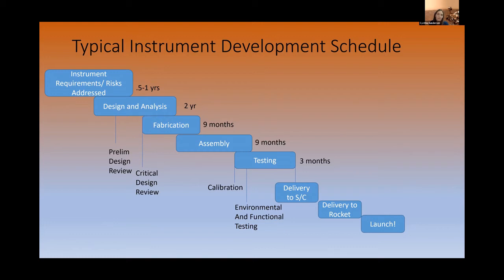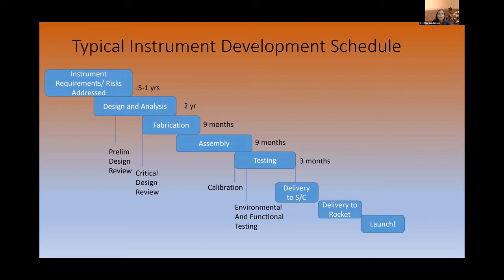Now I want to just say something about this development. This is not reflective of SAM, because SAM was anything but typical. And I have to agree with Bruce, it's probably not reflective of Maven, because Maven was a very fast-paced instrument development, which was phenomenal. But I'd say this is reflective of the majority of spaceflight mass spectrometer builds, or was, I should say, as we're going much faster these days than in the past.